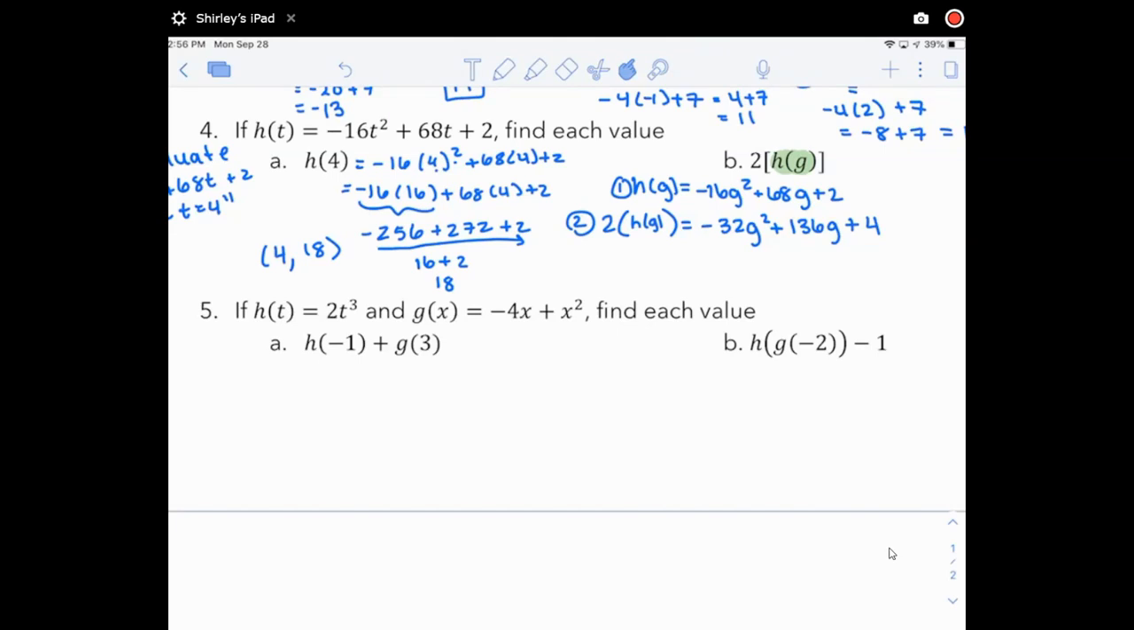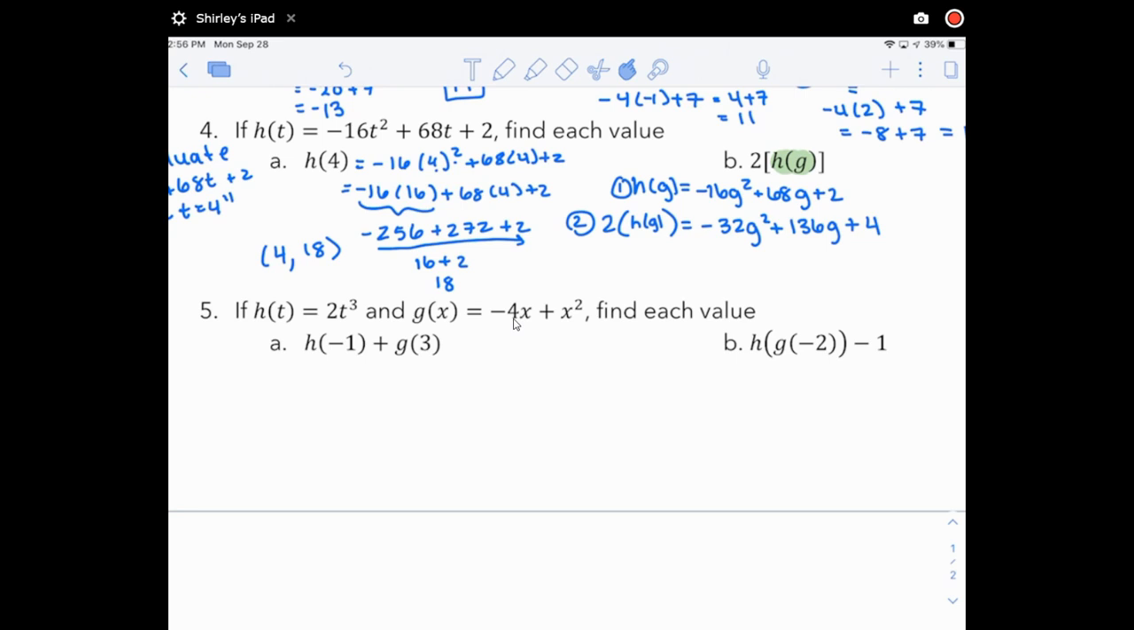Okay, question 5. Now I'm given two functions. I'm given h of t is equal to 2t cubed and g of x is equal to negative 4x plus x squared. So again, do not get too hung up on why there are so many letters. They're just representing two different situations. So again, I'm just going to keep saying that maybe t represents a time. So maybe this equation represents your height after a certain time t. And then this represents, I don't know, maybe x represents a distance or a time too, and g represents a distance. So your different letters just mean you're talking about two different things.